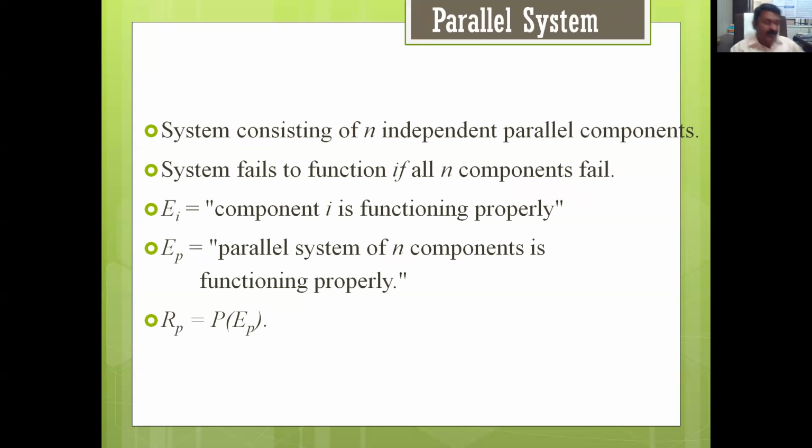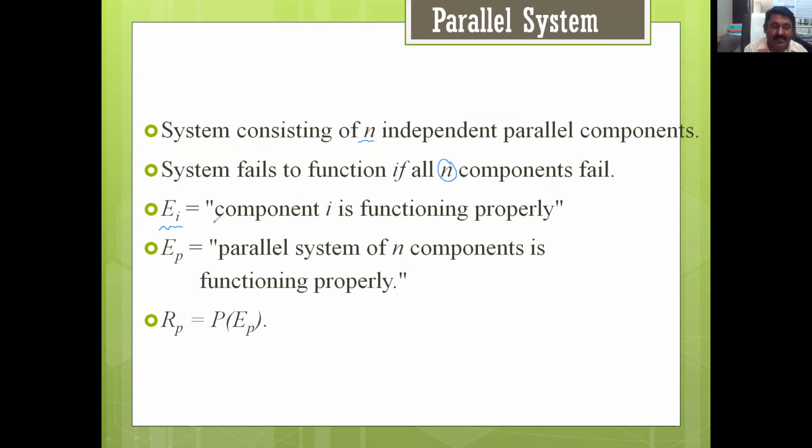Now, having some characteristics of this parallel system. Here the system consists of independent parallel components. There are n components. The system fails to function only if all n components fail, this is very important. If there are total n components, then for failure of the system, all components must fail. As this is a parallel system, it will work up to the last component failure.